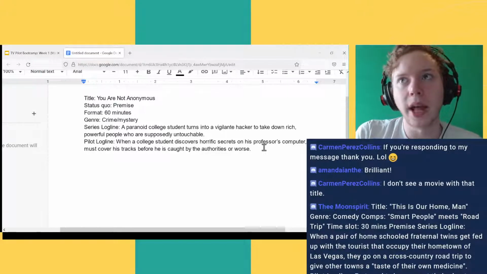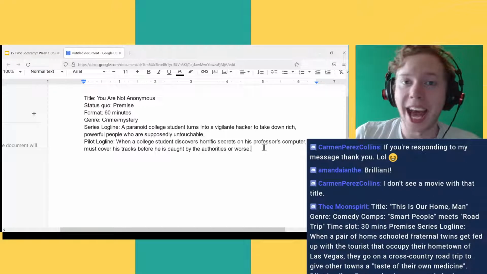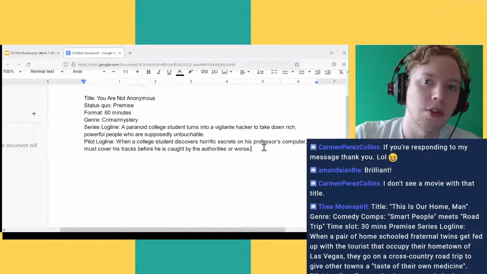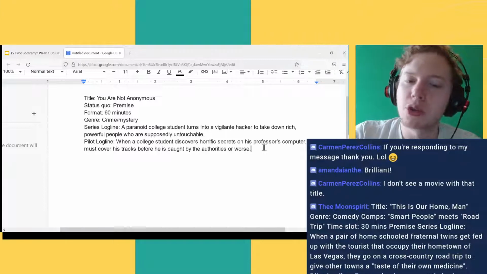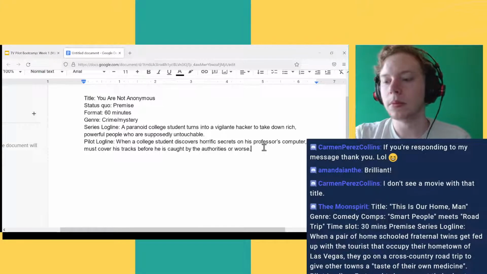Is this going to be more like your main character is trying to just survive and get away and get out of trouble? Or is it more like he's going after these crooks? So you maybe just adjust either the series logline or the pilot logline to reflect that a little more. Okay, all right.